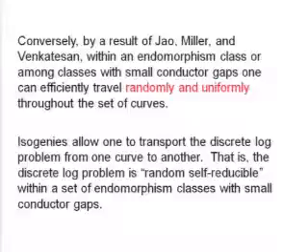And conversely, if there is no large gap, then by a result of people who were here at the time, Zhao, Miller, and Benke, within an endomorphism class or among several classes, but with small conductor gaps, one can travel randomly and uniformly through the set of curves by just a string of low-degree isogenies. Now, the thing about isogenies, they allow one to transport the discrete log problem from one curve to another. So the discrete log problem is random self-reducible within a set of endomorphism classes with small conductor gaps.